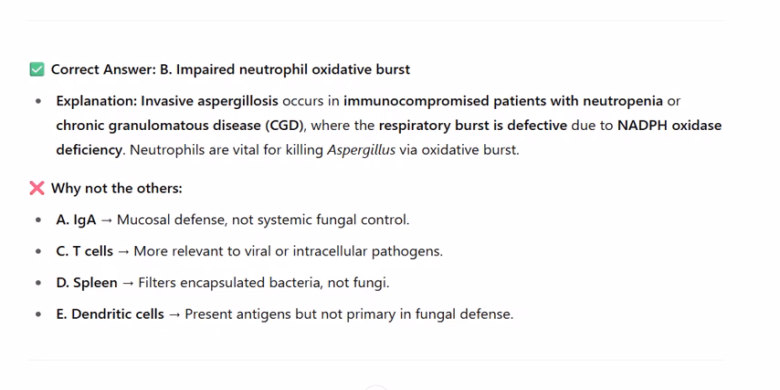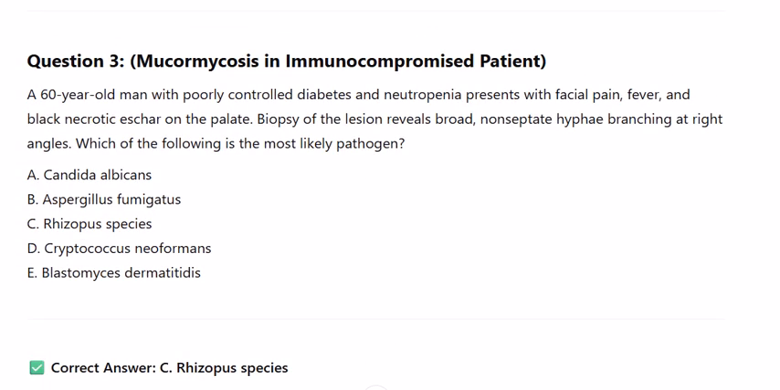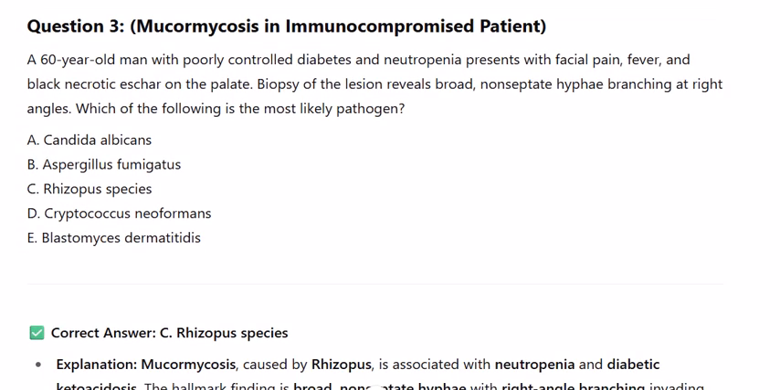Question 3. Mucormycosis in an immunocompromised patient. A 60-year-old man with poorly controlled diabetes and neutropenia presents with facial pain, fever, and black necrotic eschar on the palate. Biopsy of the lesion reveals broad, non-septate hyphae branching at right angles. Which of the following is the most likely pathogen?